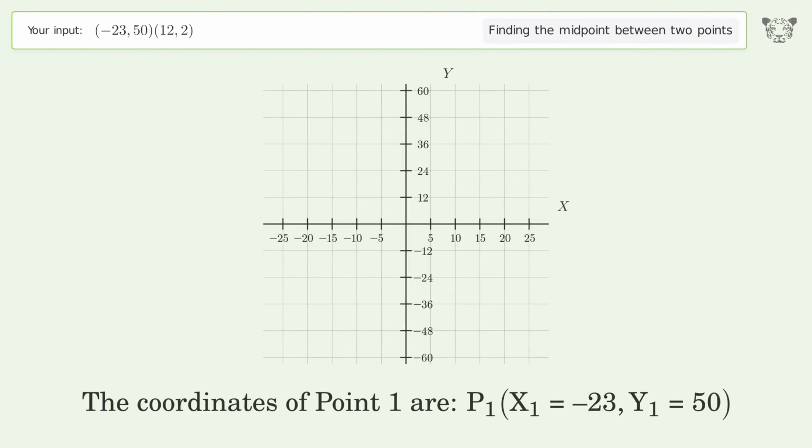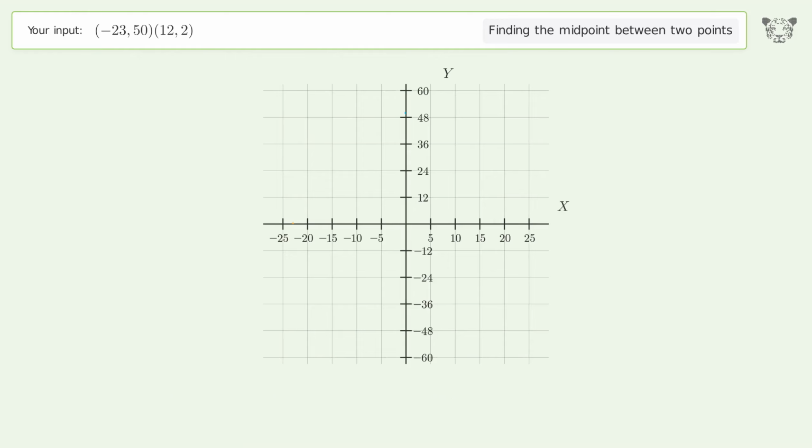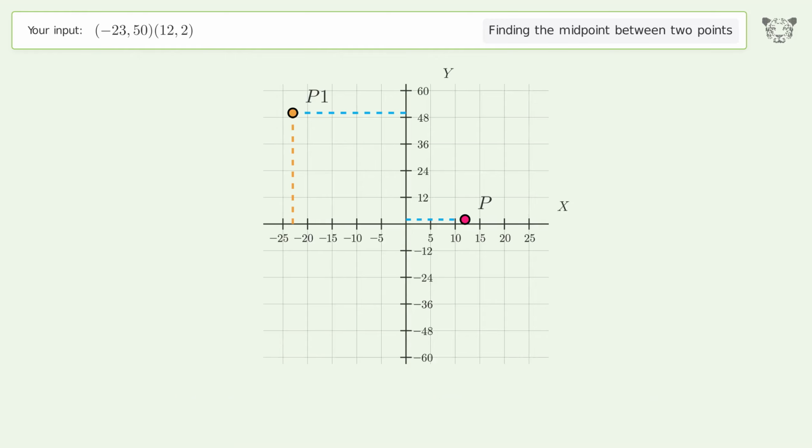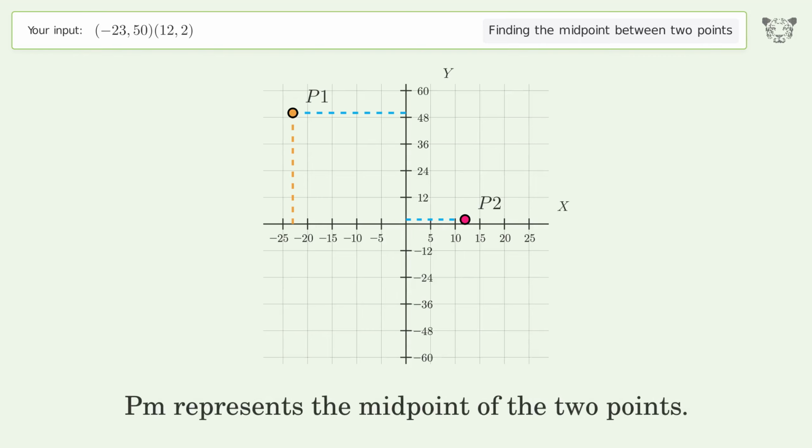The coordinates of point 1 are x1 equals -23, y1 equals 50. The coordinates of point 2 are x2 equals 12, y2 equals 2. PM represents the midpoint of the 2 points.